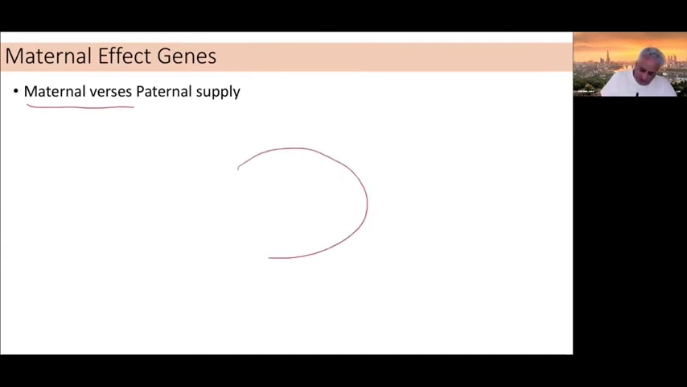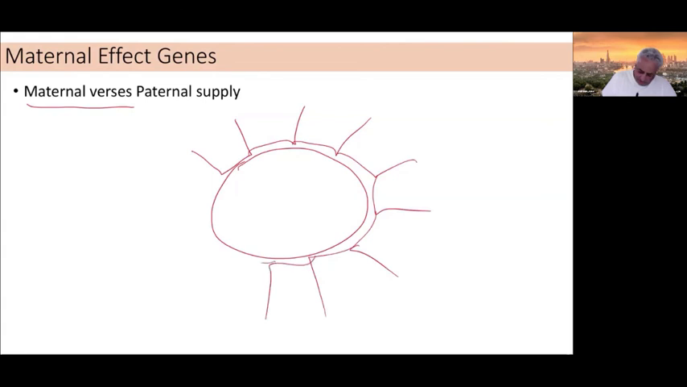So here is the developing egg, and it's surrounded by the mother's normal cells, right? So these cells are called nurse cells, because they nurse the oocyte. And whereas this thing is haploid, these cells are diploid, right? So we'll just put diploid for some of them.